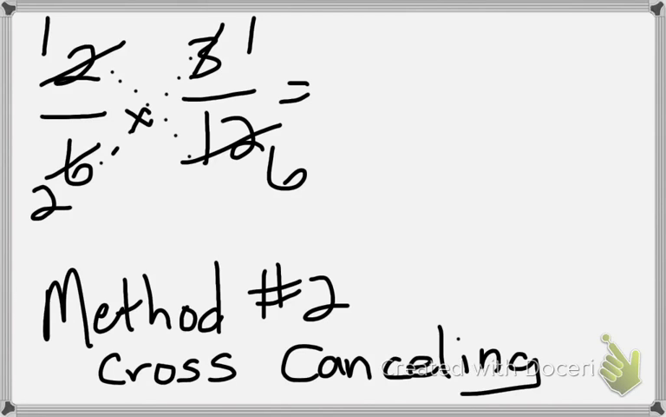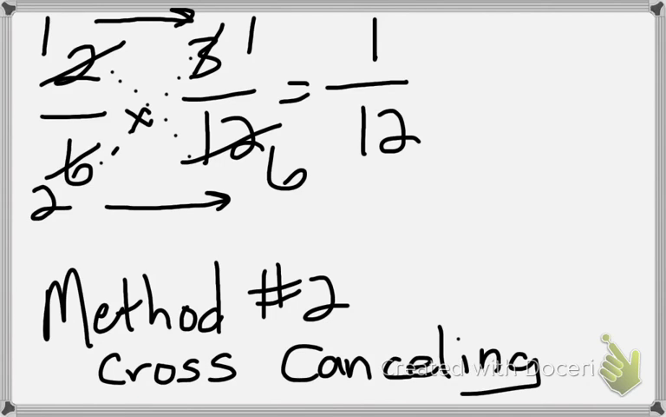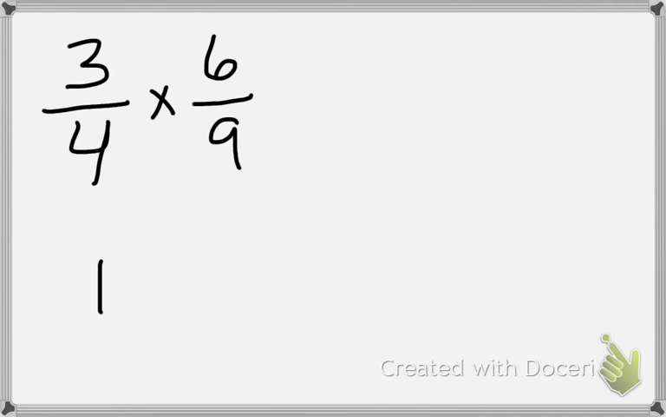Now we just multiply straight across. So we multiply our numerators. 1 times 1 becomes a 1, and 2 times 6 becomes a 12. Same answer. Let's try it on a different set of fractions. So let's take 3/4 times 6/9.